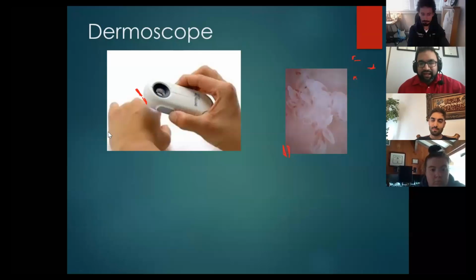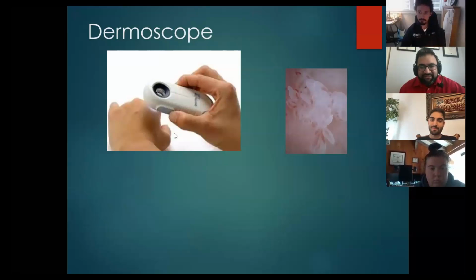So how does condyloma acuminata look? And what is this thing right here? It's called a dermascope. So you take a look, and the picture on the right is a picture of condyloma acuminata. And this is a picture of how it would look under a dermascope. That's a small device and something that is the best friend of a dermatologist.